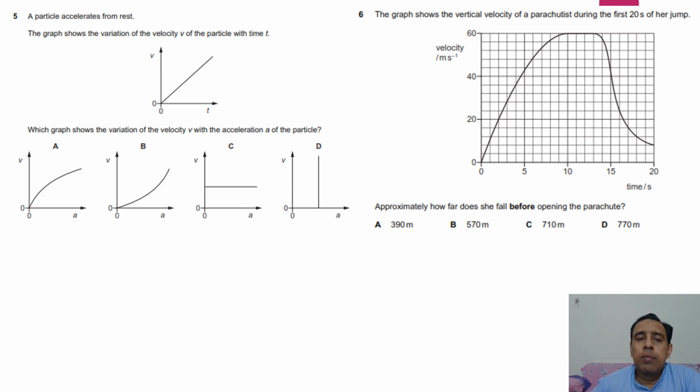Moving forward towards question number 5. In this question, a particle accelerates from rest. It means the particle is going to start its journey from rest. The graph shows that the gradient is positive and uniform. It means the gradient shows that the acceleration remains constant. This gradient is uniform, means constant. So acceleration is constant. Look at these graphs. These are not the velocity-time graphs. These are the velocity-acceleration graphs. In options A, B, and C, the acceleration is changing, but here the acceleration is constant. So option D is the correct answer.